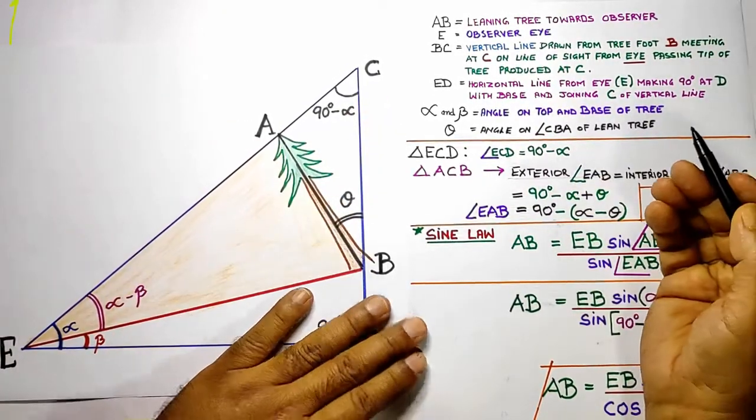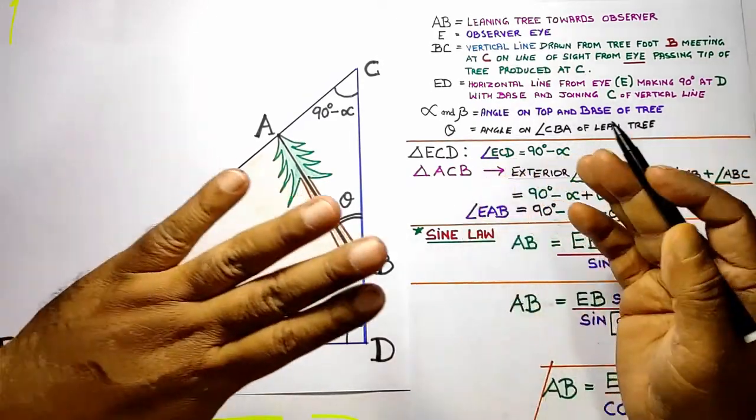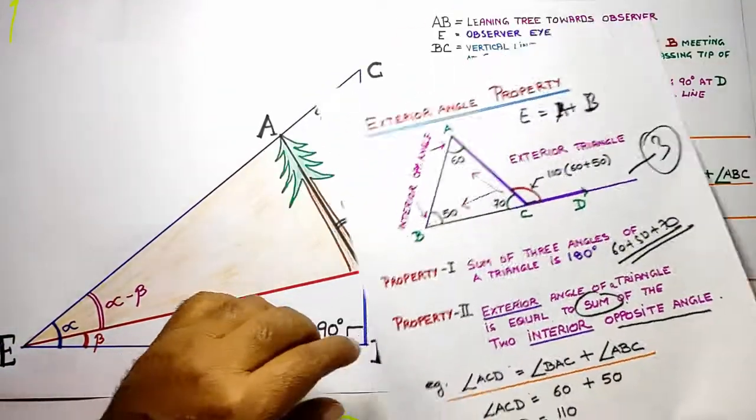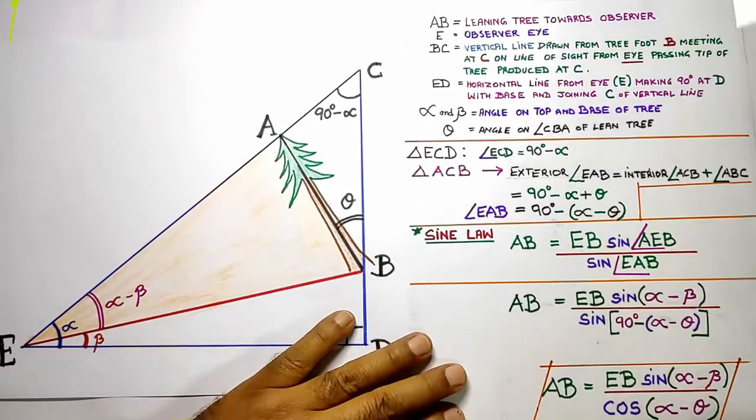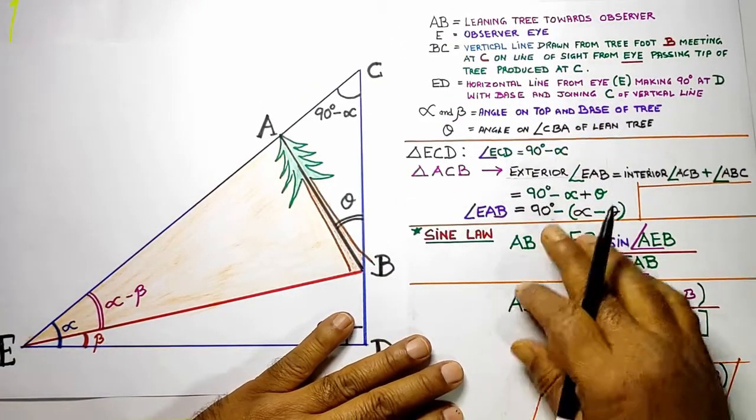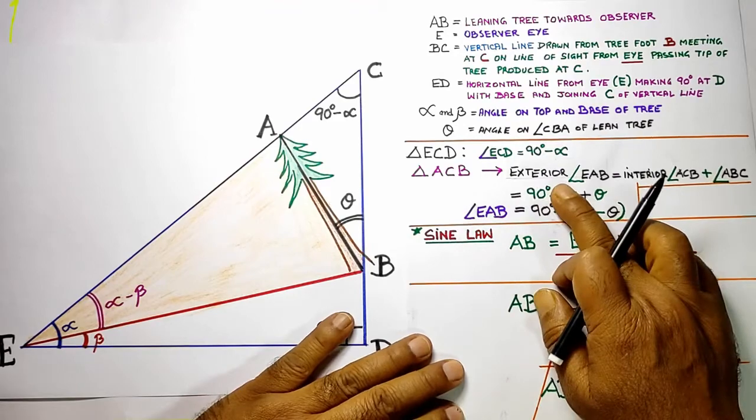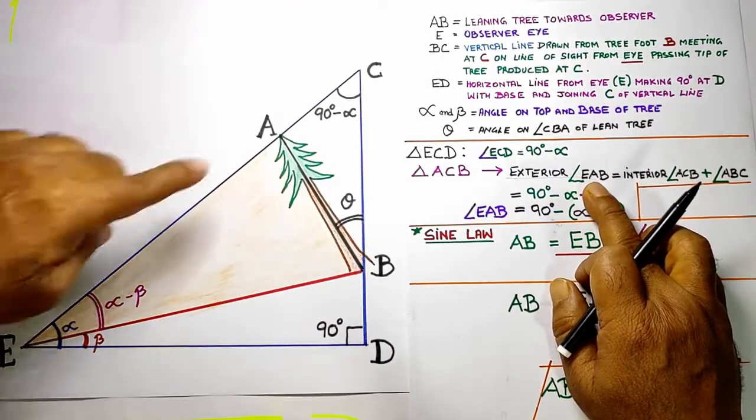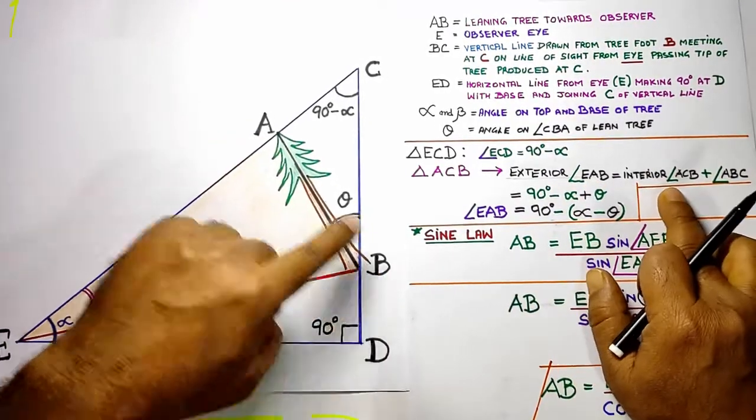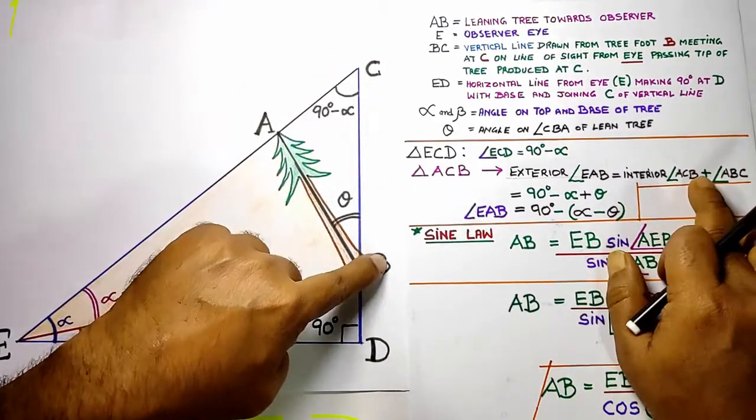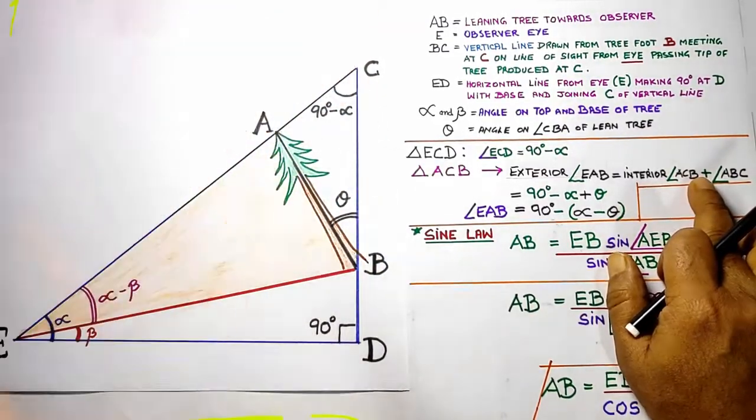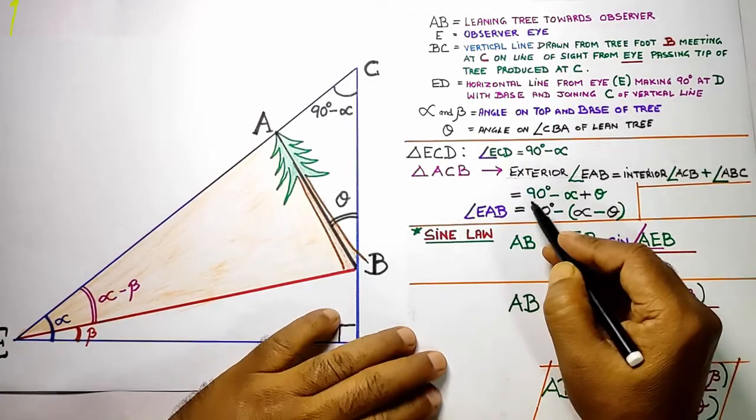Now what we will do? Let's go to the exterior and the interior. First we'll go to property number 2. So property number 2 tells us what? That the exterior angle EAB is equal to interior ACB plus ABC. So very simple.